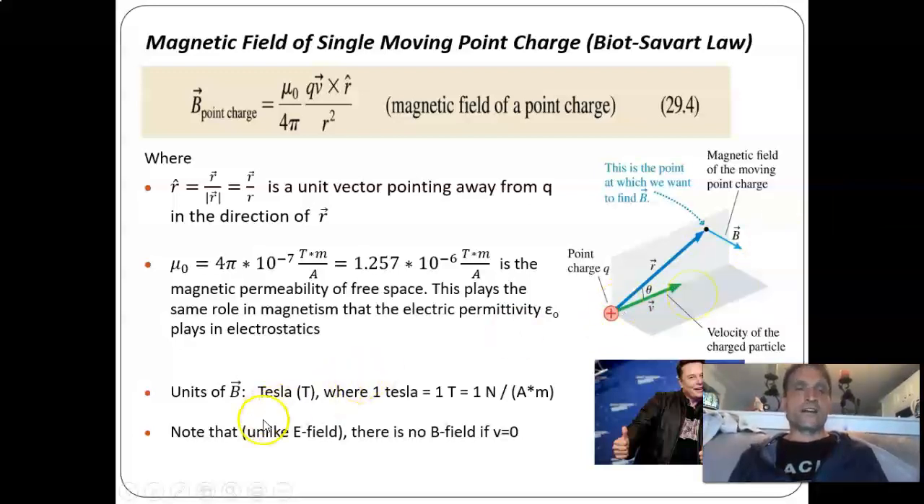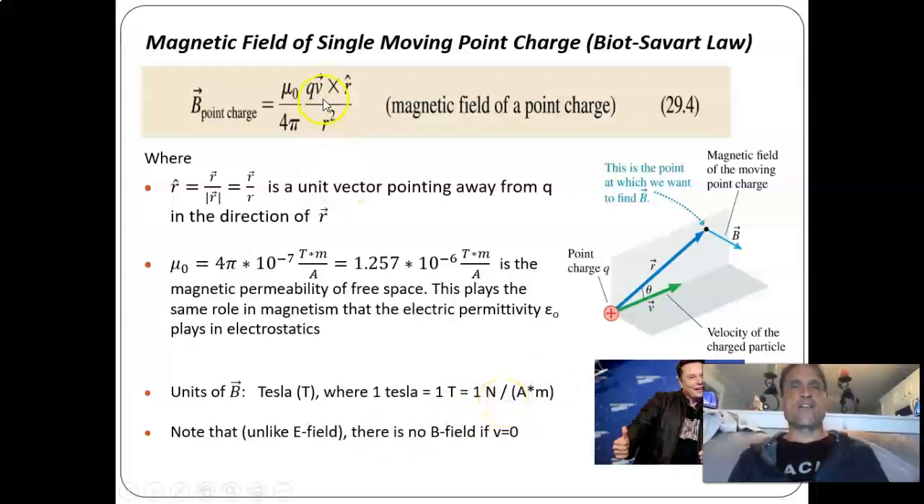The units of magnetic field are the Tesla. No, not named after Elon here. 1 Tesla is the equivalent of 1 Newton per amp times meter. Really goofy units. In magnetism, the units get pretty complicated.